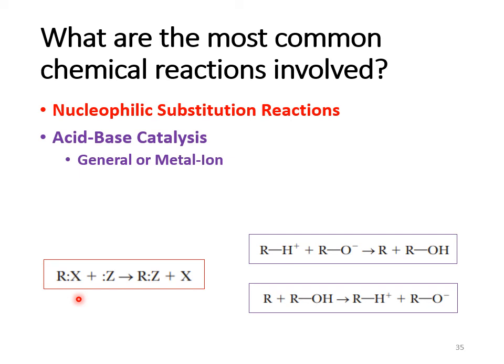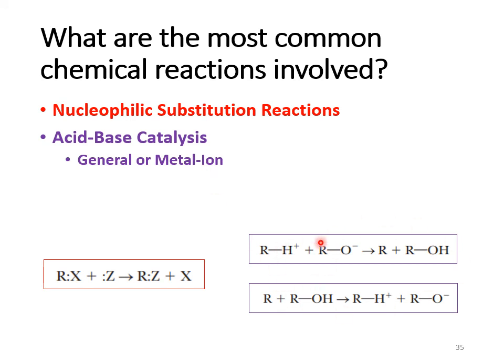And as we saw in the previous slide, a nucleophile is going to want to attack electron-poor atoms. So in this demonstration here, the Z, that's the nucleophile, and the X is the leaving group, because that nucleophile has attacked over here and caused the leaving group X here to be separated. Okay. The other type of chemical reaction is the acid-base catalysis reactions, which could be general or metal ion reactions.